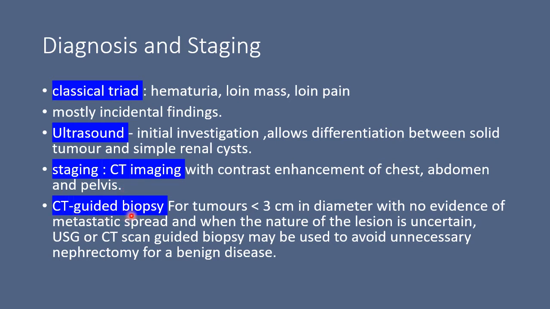CT scan guided biopsy is used for tumors less than 3 centimeters in diameter with no evidence of metastatic spread, and when the nature of the lesion is uncertain, then ultrasound or CT scan guided biopsy may be effectively used to avoid unnecessary nephrectomy for a benign disease.